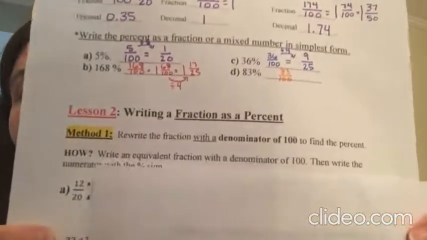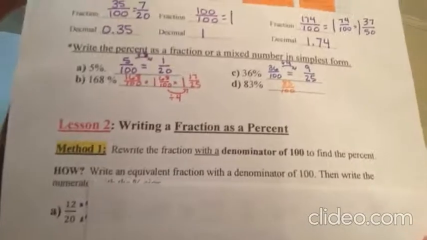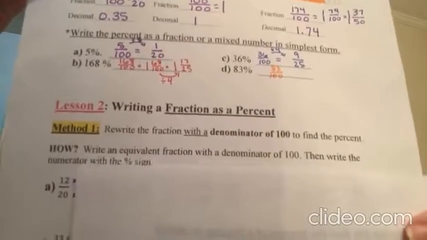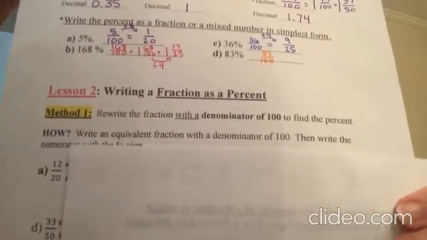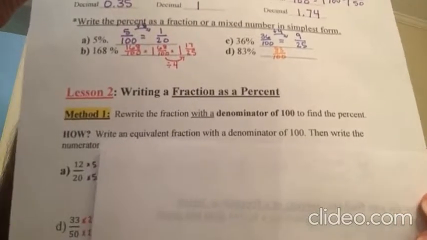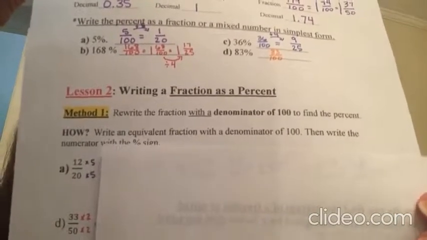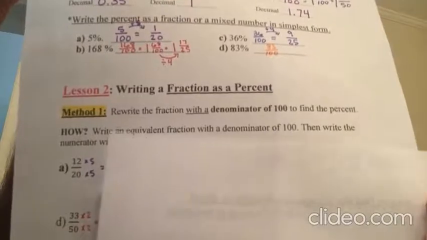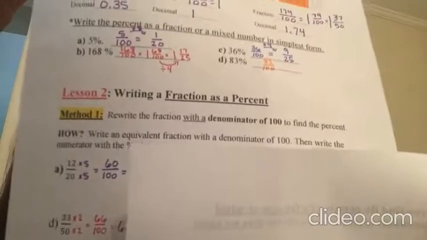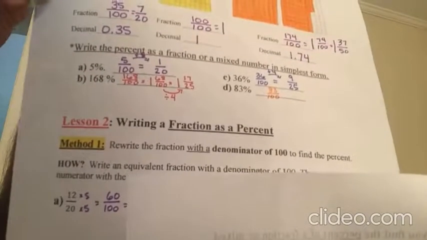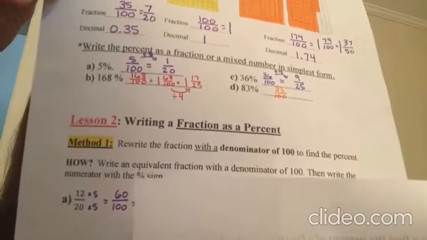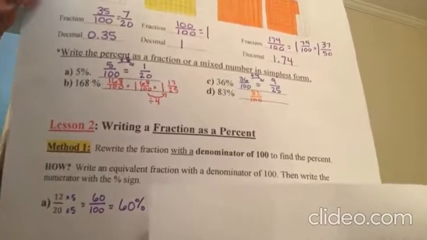letter A. I'm going to move down so you can't see the second row. If you have 12 20ths, if I multiply both of those numbers by 5, I get 60 out of 100, which means that my percentage for 12 over 20 is 60%.